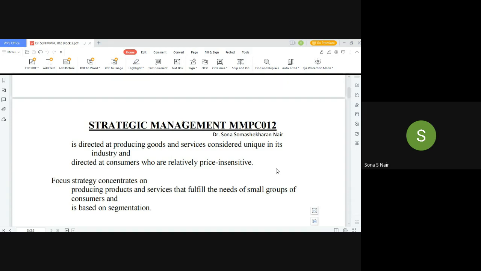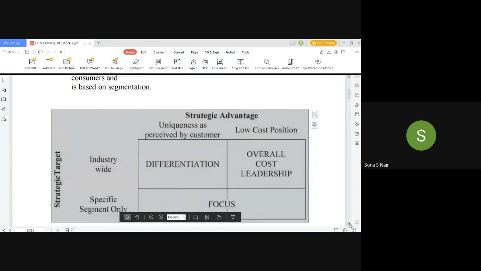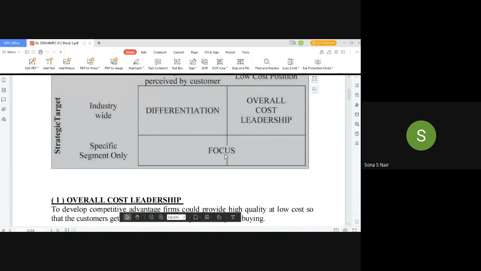Okay. The third generic strategy is the focus strategy. The focus strategy concentrates on producing products and services that fulfill the needs of small groups of consumers, and it's based on segmentation. It has two variants: one is cost focus and the other is differentiation focus. So let us look at them one by one.